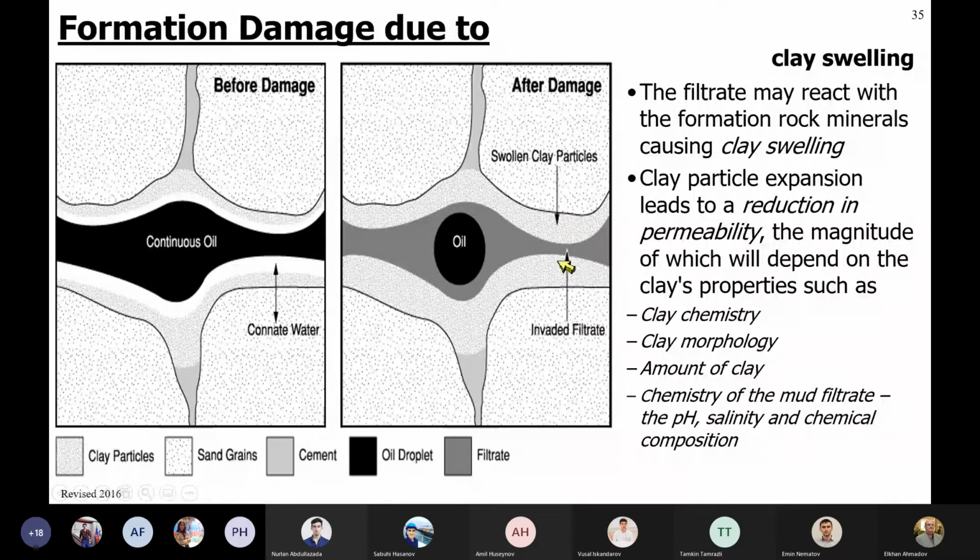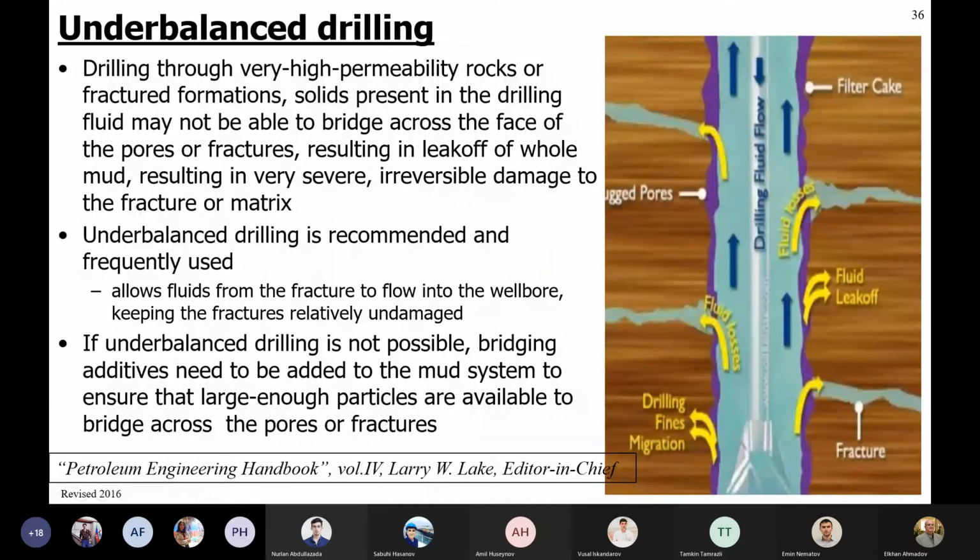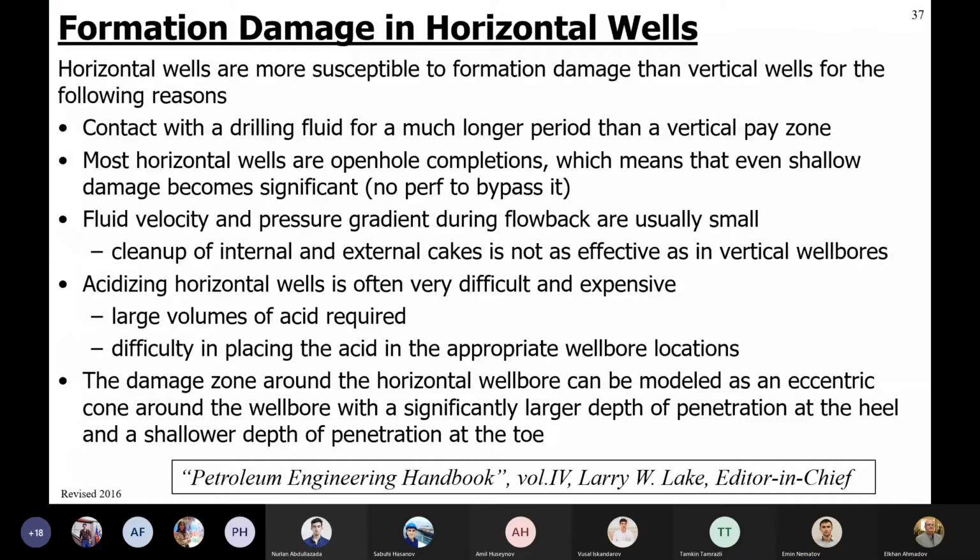Therefore, as we said, very high permeability rocks or fractured formations are very vulnerable to formation damage, and therefore we may use underbalance drilling, but keeping in mind that we also have to keep the well stability and the wellbore under control to avoid any blowouts or any undesirable consequences.